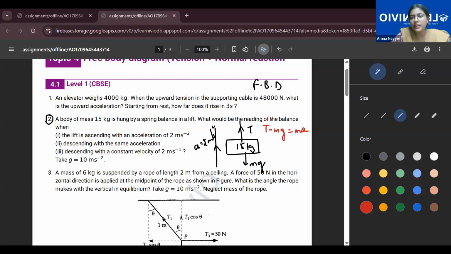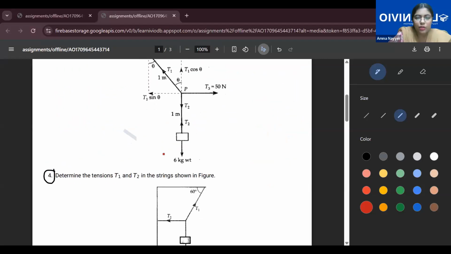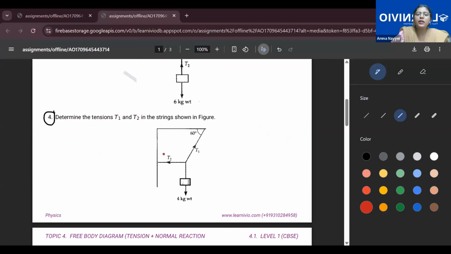A body of mass 15 kg, what would be the reading of the spring balance? You have to tell the tension. What would be the reading of the spring balance when these things are affected? That's basically where I got confused. Okay, now I think you'll be able to do the rest of it. In the second one it is going down, and the third one is constant velocity, so no acceleration.